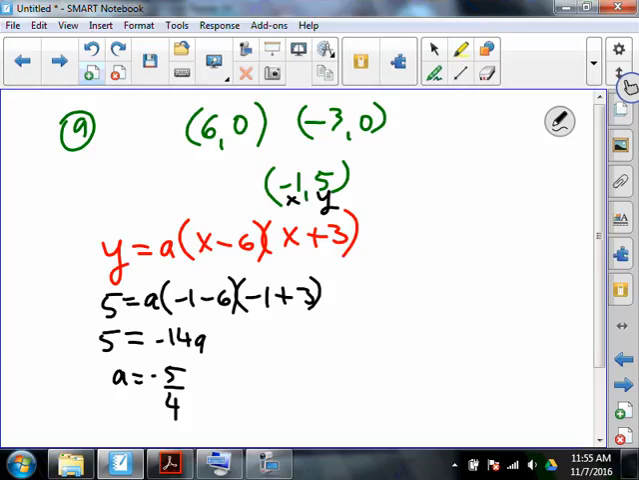And I think they want that function in standard form. So then you'd have to write y equals negative 5/14 times the quantity x minus 6 times the quantity x plus 3. Foil that out and then put it in standard form.